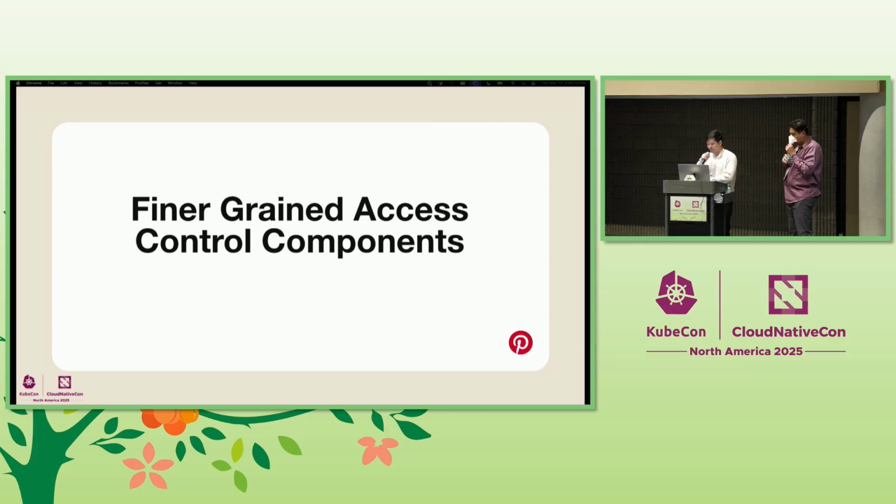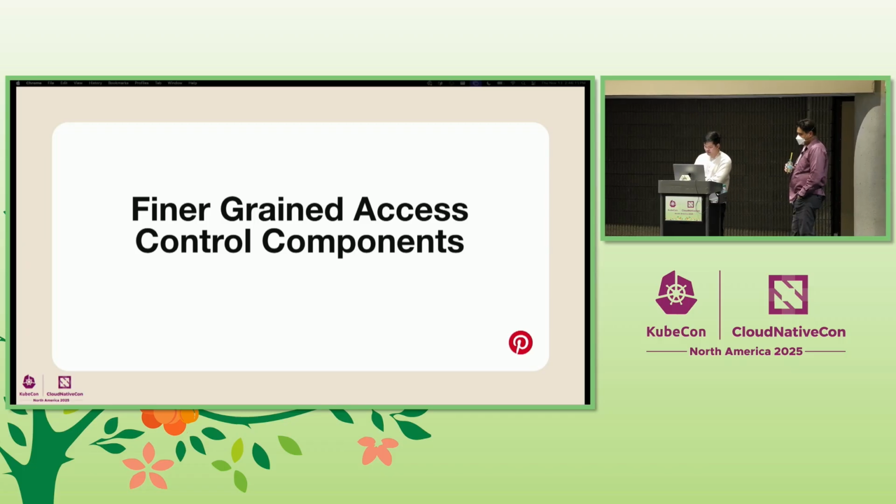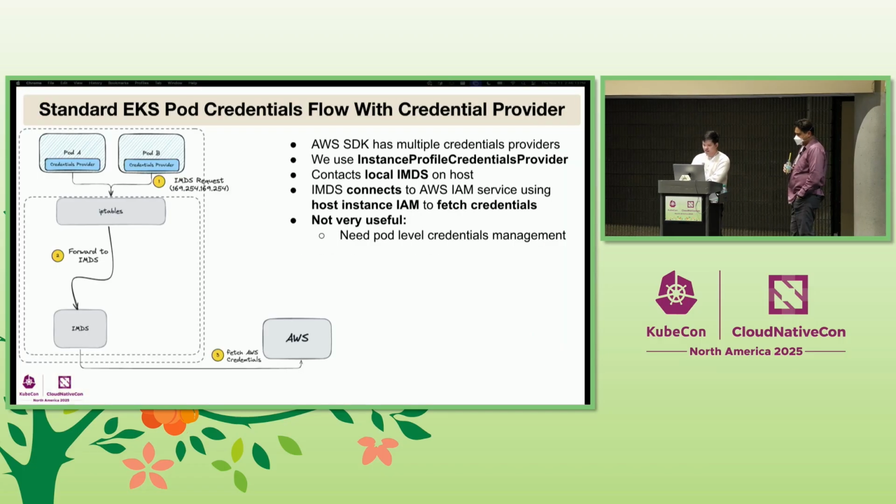Cool. Great. Now that we've covered the basic concepts, let's take a deeper dive into the components that power fine-grained access control for the platform. First, let's do a quick background on the standard credentials provider that provides credentials from an IAM role attached to an instance profile. So first, a request from the client goes to the on-host instance metadata service. This calls AWS to fetch credentials, which IMDS returns back to the client.